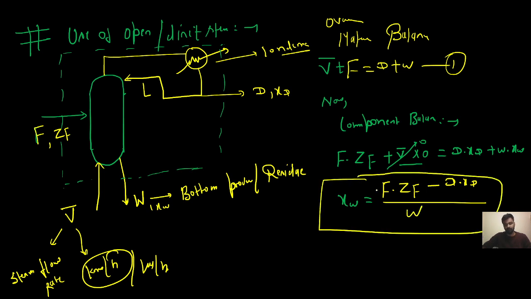So now here you can also substitute W is equal to V bar plus F minus D. So these two equations you can couple, and depending upon the requirement of the calculation of the parameters in the problem, you can calculate anything. Okay, so this was the very small topic of open steam distillation.